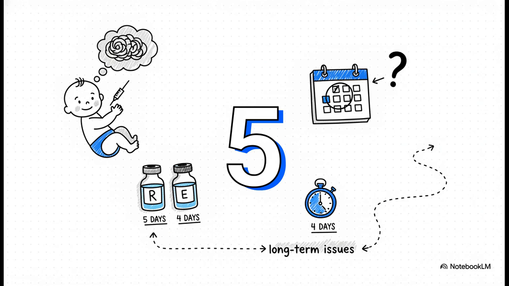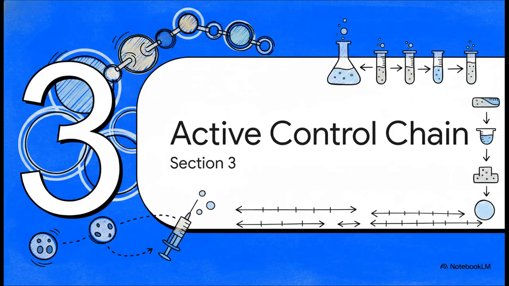And then there's the duration of the safety monitoring itself. Get this. The FDA documentation reveals that the Recombivax HB vaccine was licensed for babies based on a trial that monitored safety for just 5 days after injection. Another Hep B vaccine, Engerix-B, was monitored for just 4 days. The source material highlights that this window is just far too brief to detect any long-term neurodevelopmental or immunological issues that might pop up later. This practice leads us right into Section 3, the active control chain.